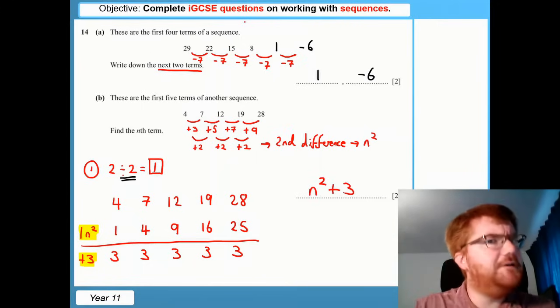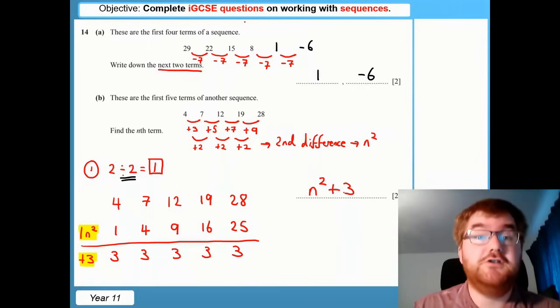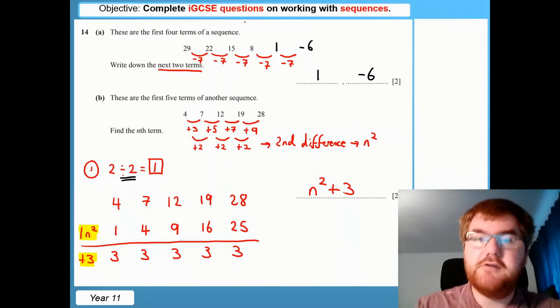Now, if this is slightly confusing at this point, we're going to do lots and lots of questions on this. So there'll be plenty of chance of practice.